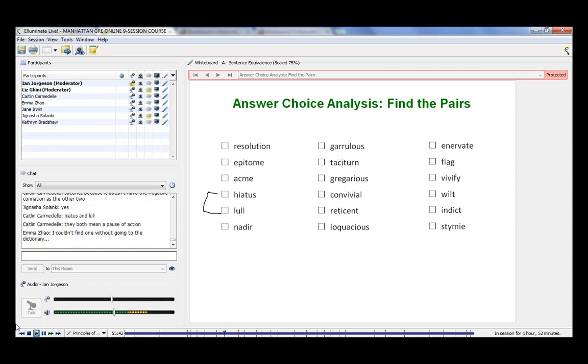What does nadir mean? Anybody know? Yeah, it's the low point, the bottom, the lowest point. What's the exact antonym of nadir? Yeah, that actually is a good antonym of it. So nadir and acme definitely are not a pair. Is nadir a pair with epitome or resolution?